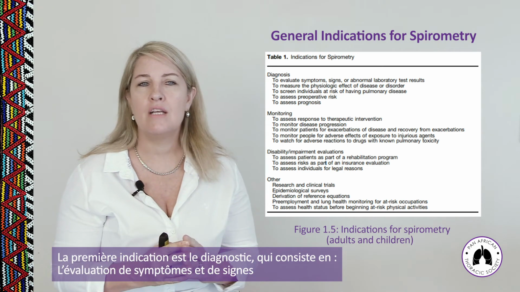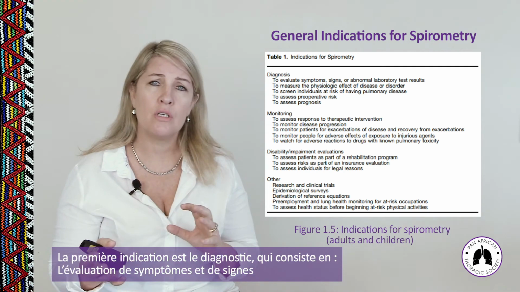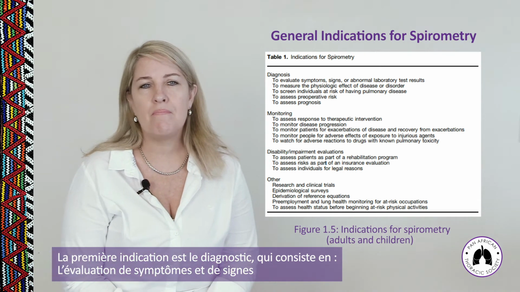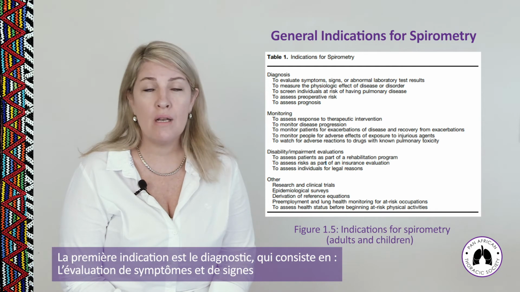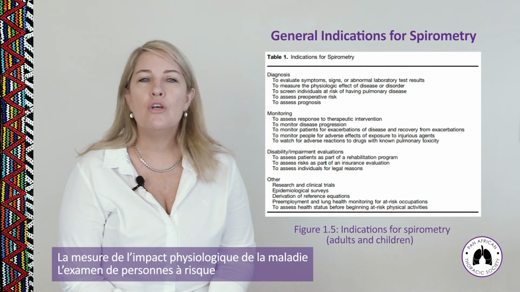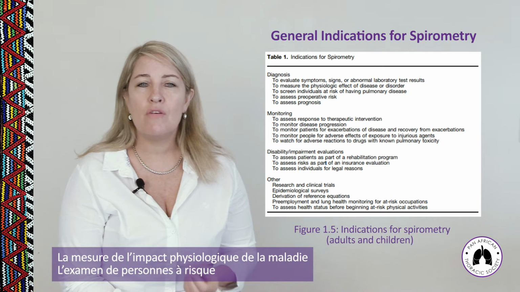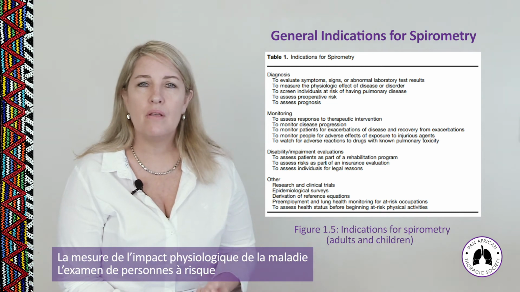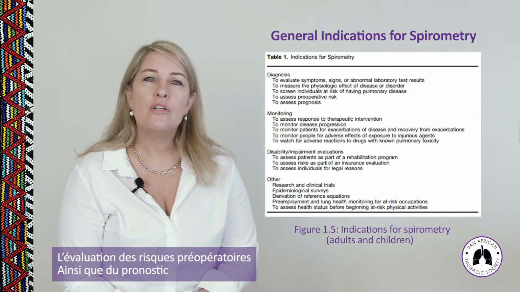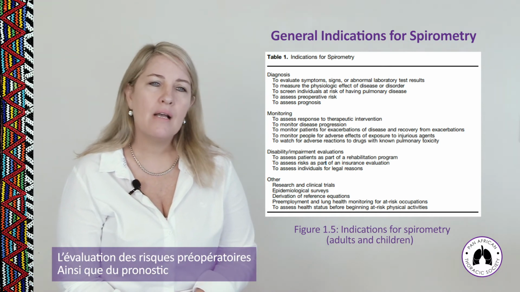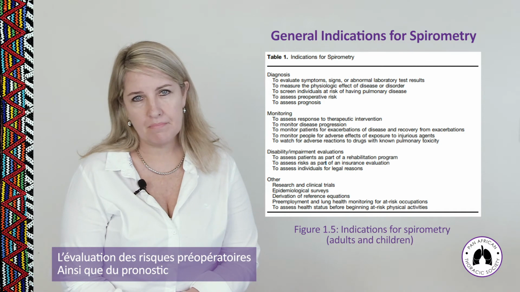So the first indication in everybody, adults and children, is to make a diagnosis. So it would be to evaluate the symptoms, signs, or abnormal laboratory test results, to measure the physiologic effect of disease or disorder, to screen individuals at risk of having pulmonary disease, to assess preoperative risk, and to assess prognosis.